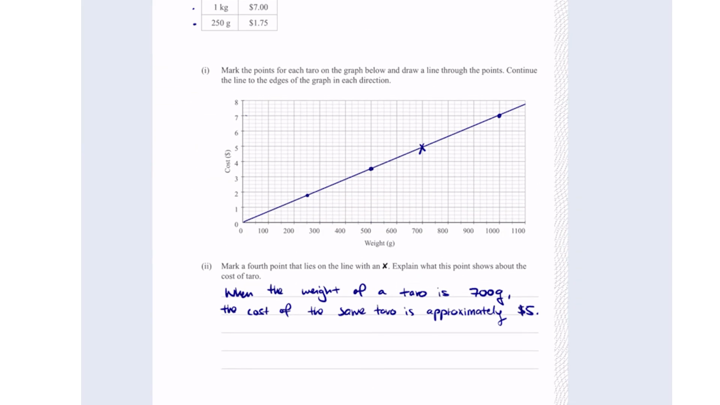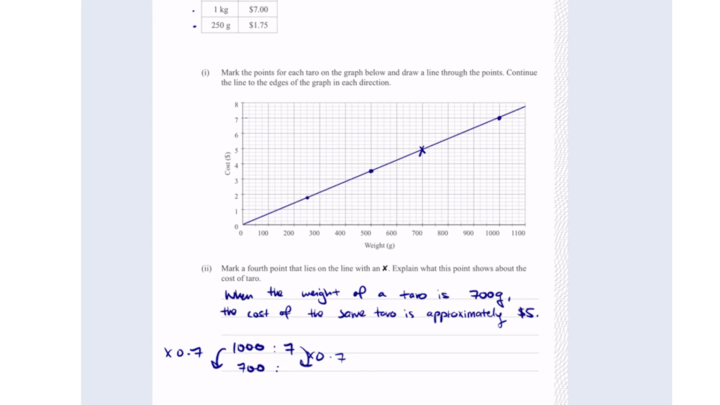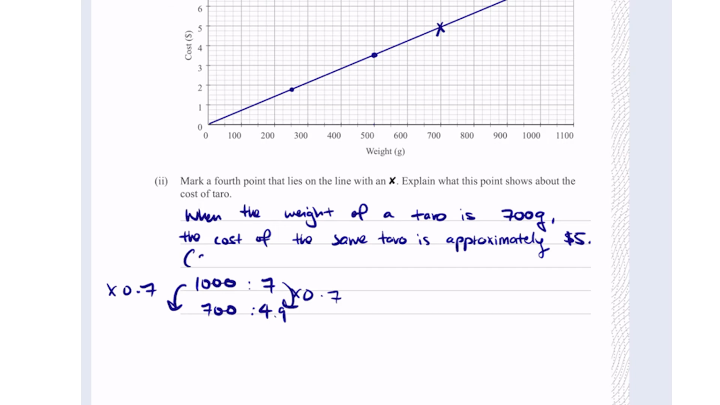So for example, we know using our ratios we've got 1,000 grams related to $7. So if we want to know the cost of 700 grams, we're going to multiply both sides by 7 over 10, or 0.7. So what's 7 times 0.7? It's 4.9. So it actually costs $4.90.